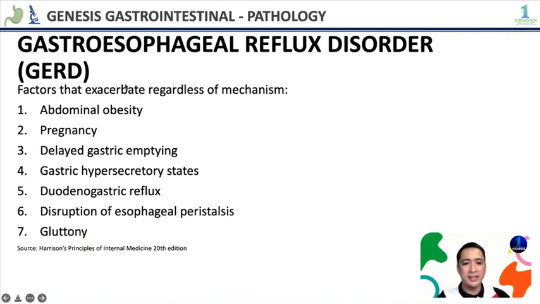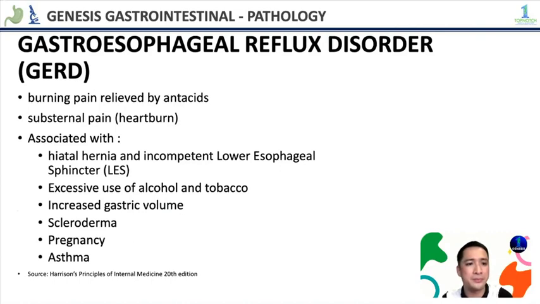There is delayed gastric emptying. So the food stays longer, so the abdominal pressure is higher. Gastric hypersecretory states. Duodenogastric reflux, in some cases, bile contents are being regurgitated, and disruption of esophageal peristalsis together with gluttony. Overeating, no? This can all exacerbate GERD, or gastroesophageal reflux disorder.